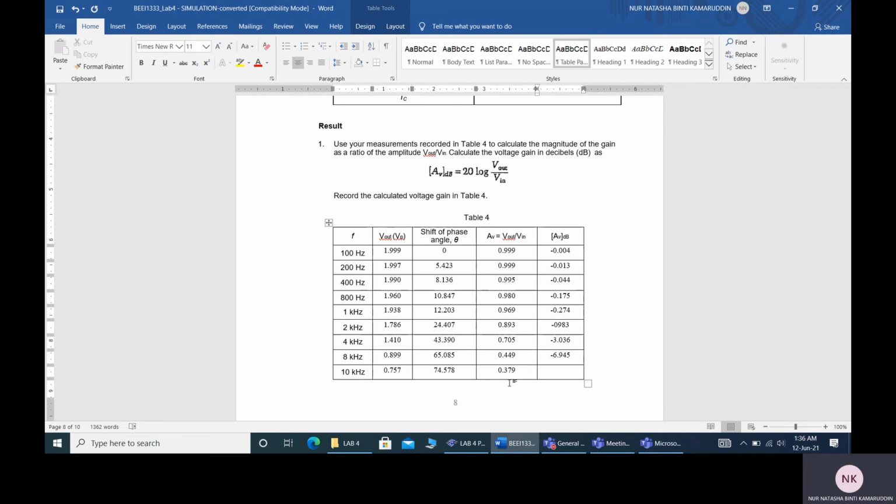The AV dB is negative 8.439. Okay, that's all from me for lab 4.